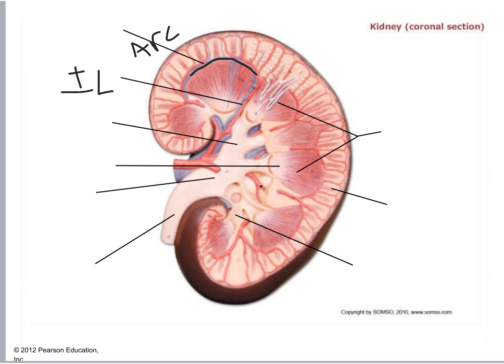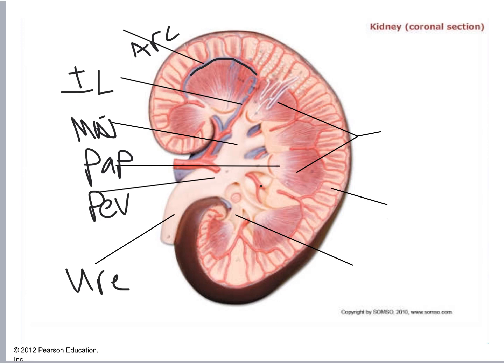All right, continuing on below the interlobar vessels, we have a calyx. We have the major calyx. The next line is pointing to the renal papilla. The next line is pointing to the renal pelvis. And then the last line on the left-hand side is pointing to the ureter. That's the tube that goes all the way down to the bladder.